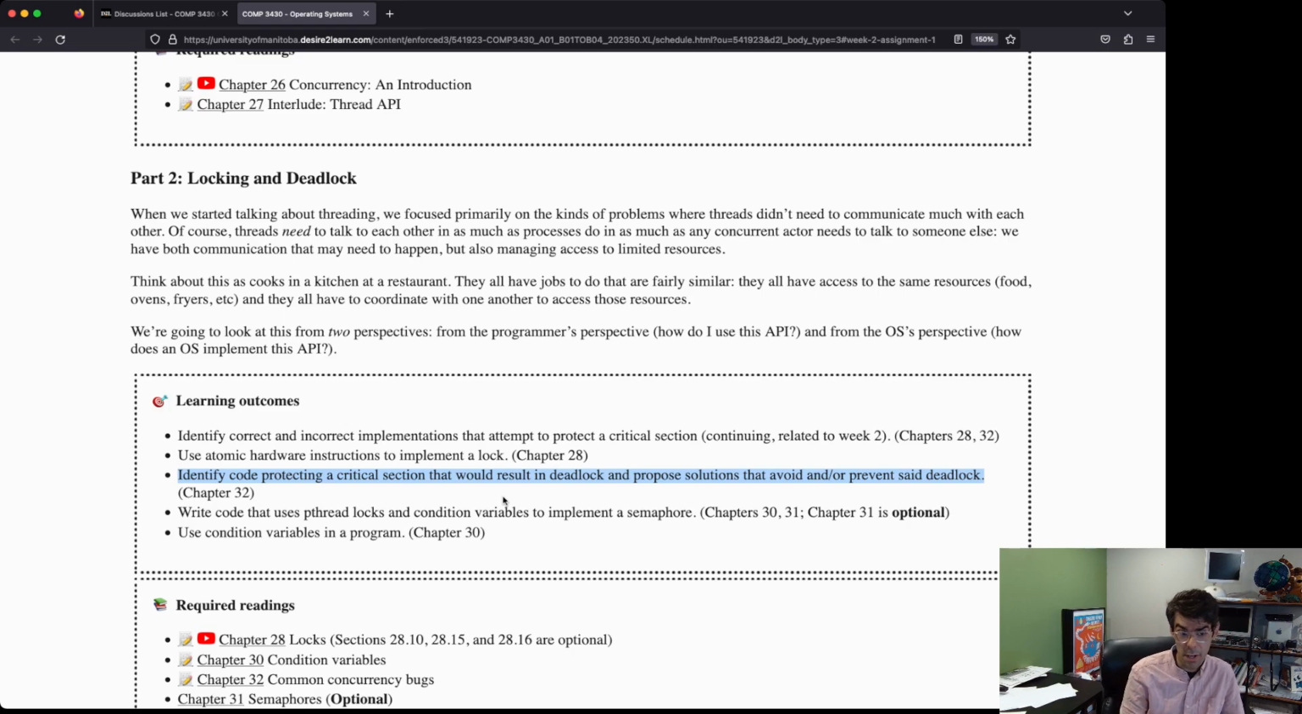Here's some code. Is it possible for this code to deadlock? And what would you change about this code to guarantee that it does not deadlock? And this is related to the 4 conditions that must hold for deadlock.